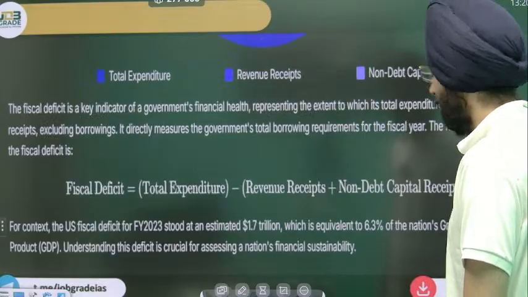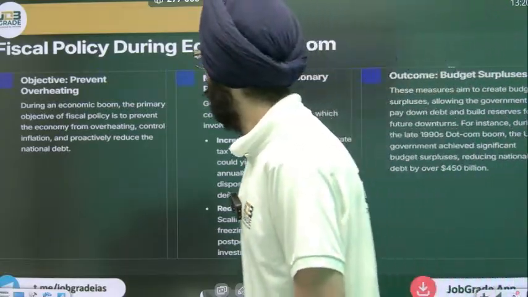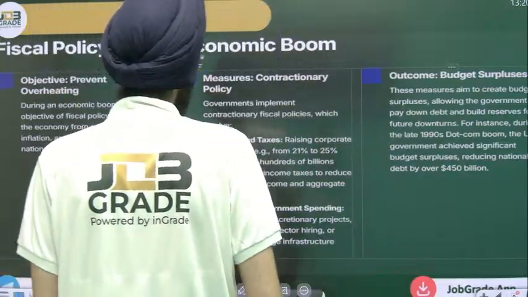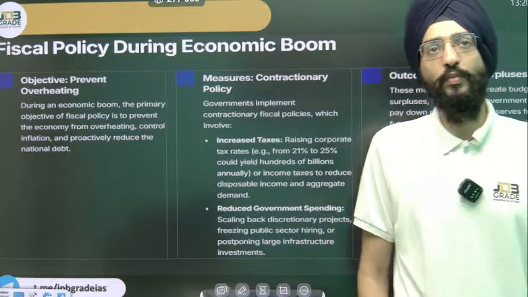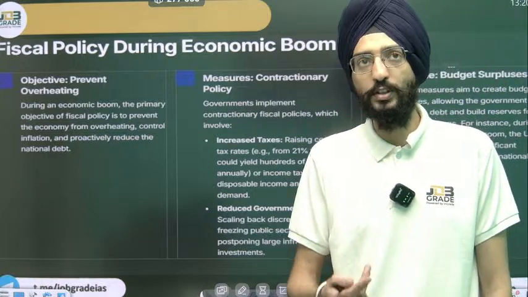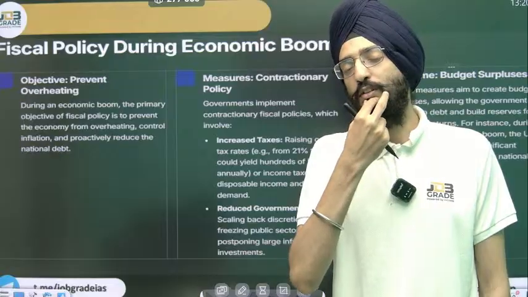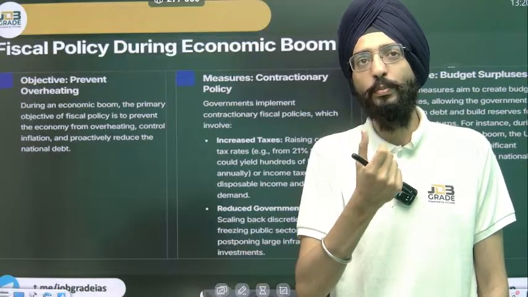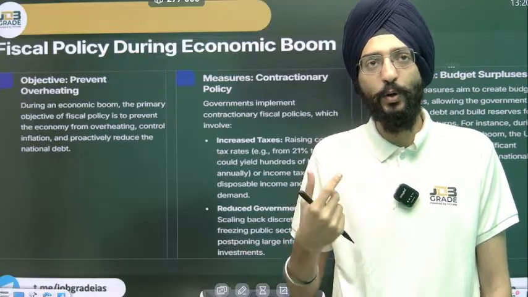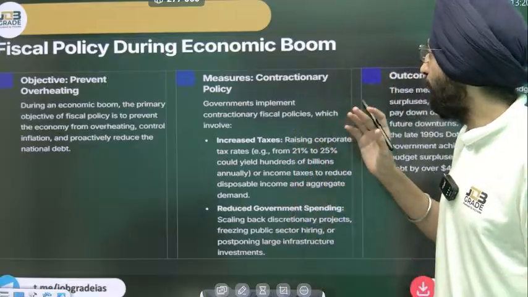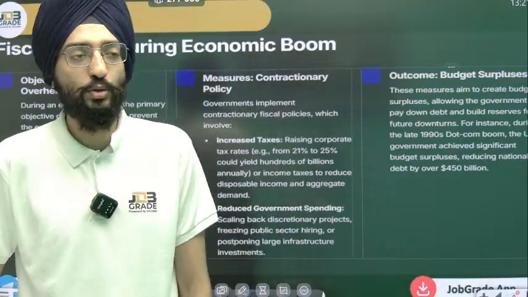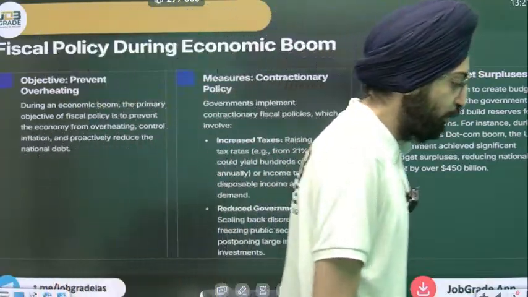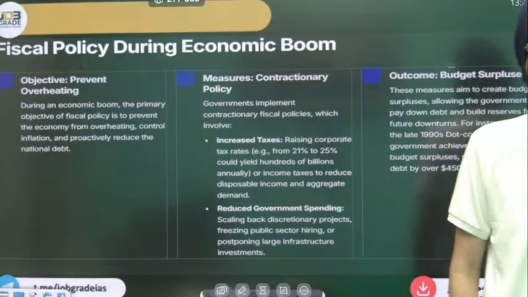Before going any further, let's focus on what fiscal policy is. In order to understand inequality, we need to understand fiscal policy, how it's been going, and what the government is doing. Whenever there is a fiscal policy, you need to associate it with the government.